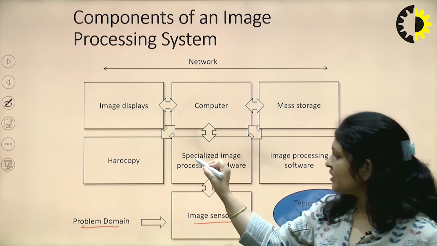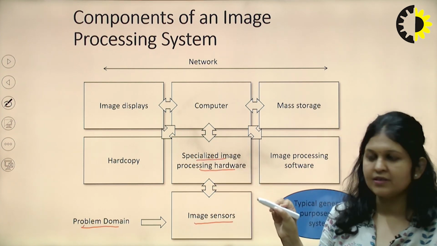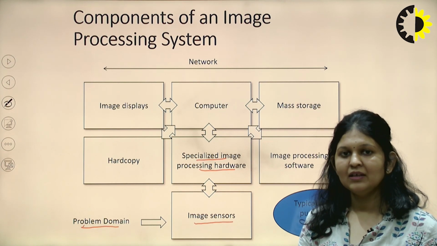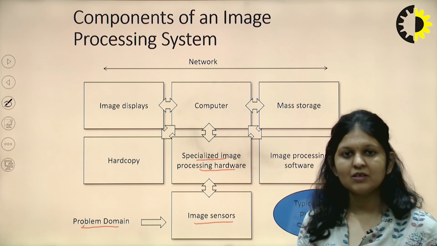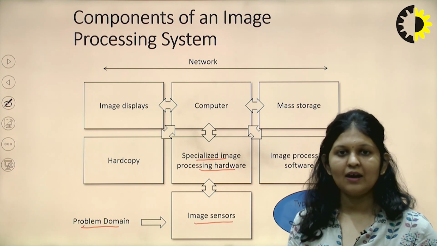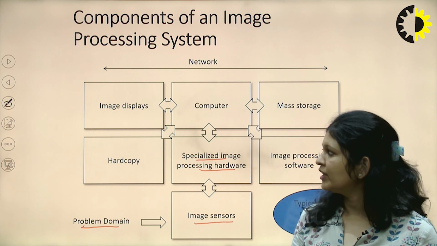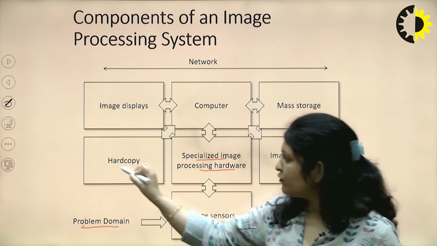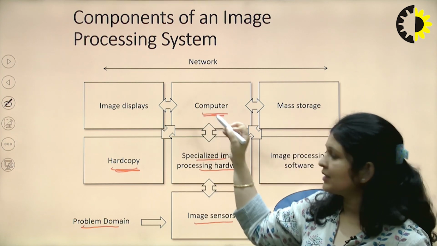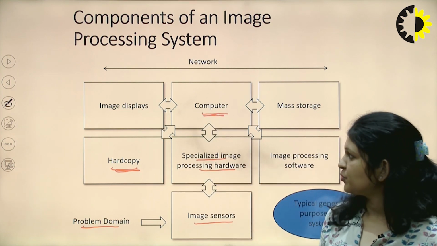Then we need specialized image processing hardware. That is the hardware which would process the data. Arithmetic ALU-based plus logic-based hardware is required for processing. We need dedicated hardware which would be entirely doing the image processing. Then we need hard copies for this. We need different computer setups dedicated to image processing.